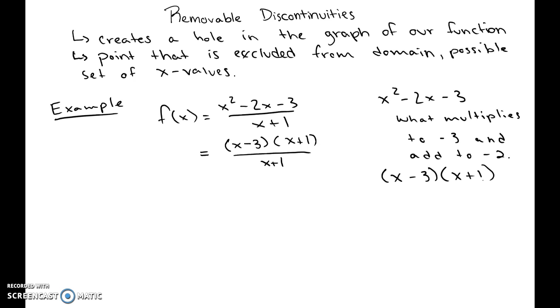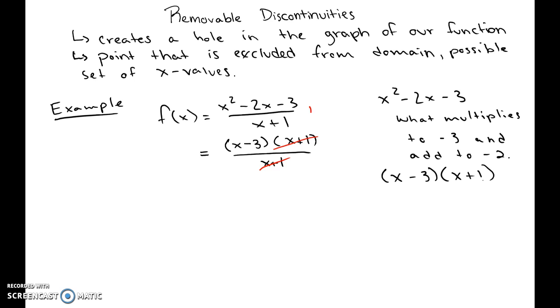Once we've done that, lo and behold, we have a common factor in our numerator and our denominator. So we get to say, get out of town, x plus 1. That's the removable part of removable discontinuity. When we get to say get out of town, that's the removable part because we're taking it out.